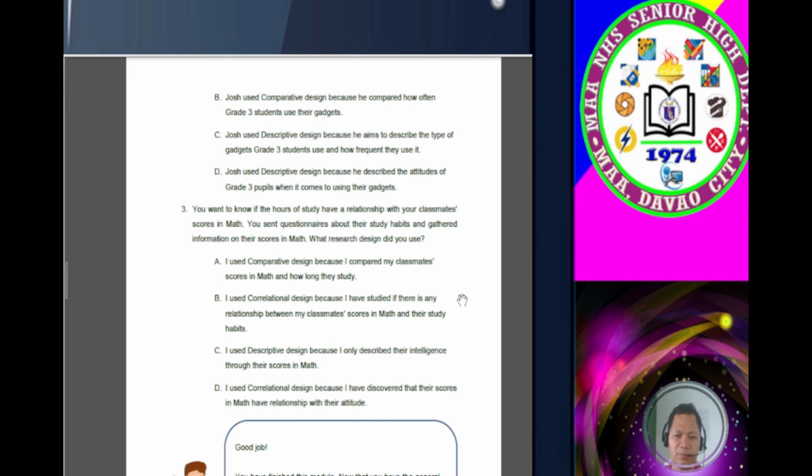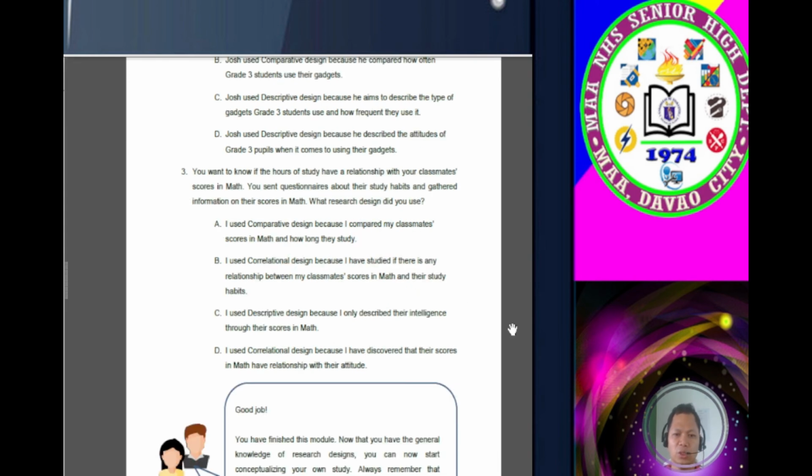Okay, let's go now to the last, number 3. So you want to know if the hours of study have a relationship with your classmates' scores in math. You send questionnaires about their study habits and gather information on their scores in math. So what research design did you use?